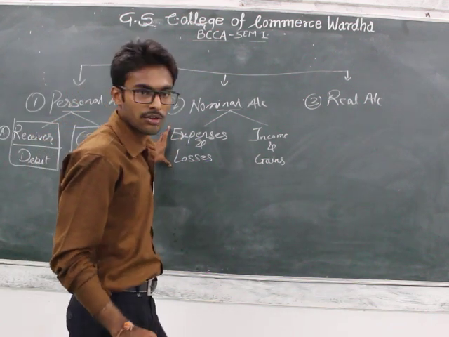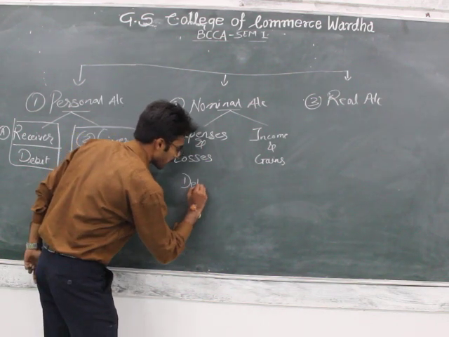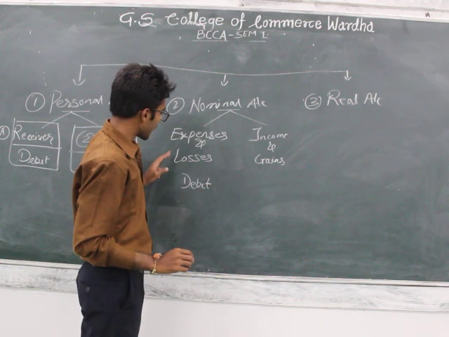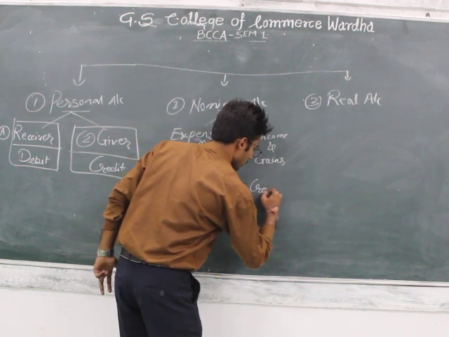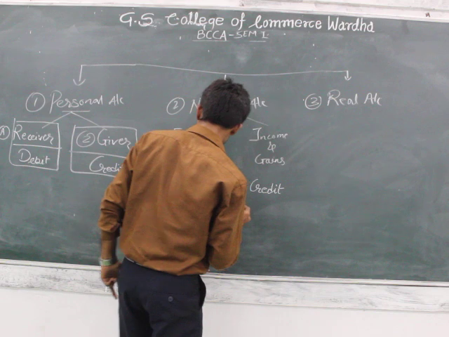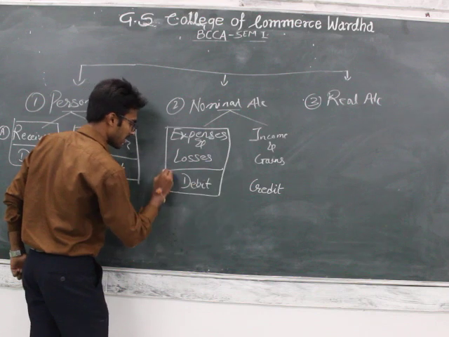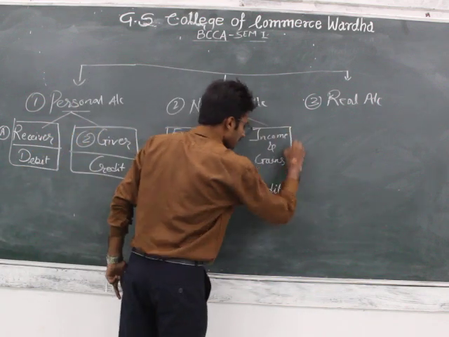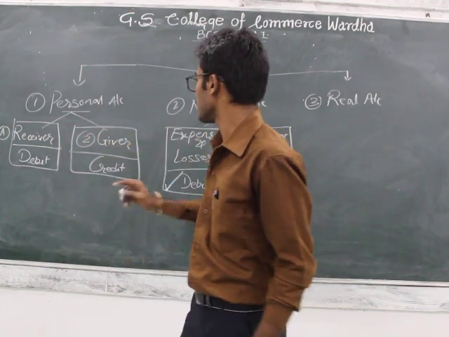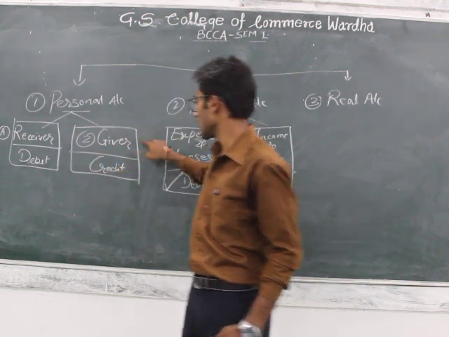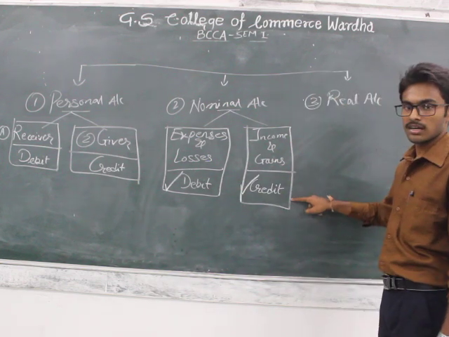Please give your focus here. Expenses and losses will be debited, and income and gains will be credited. Very simple, no special signs here. Let's have a quick revision. Personal account: receiver, debit; giver, credit. Nominal account: expenses and losses, debit; income and gains, credit.